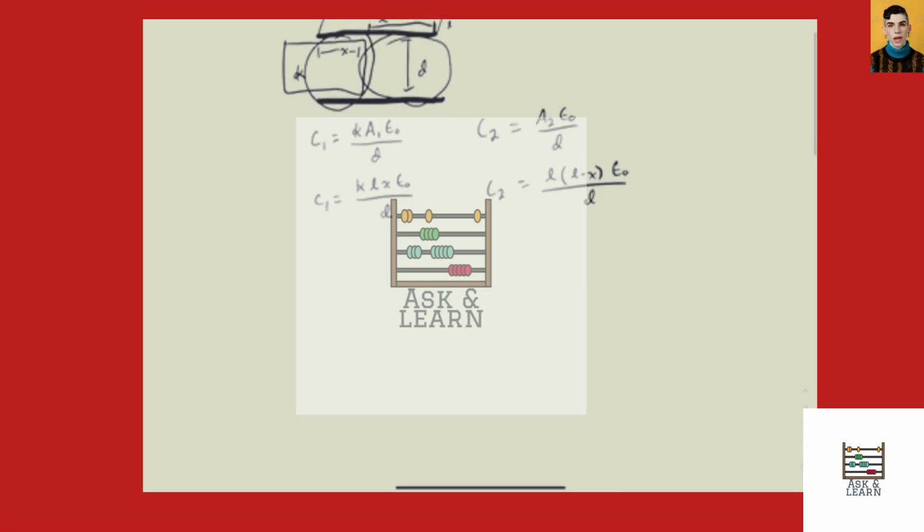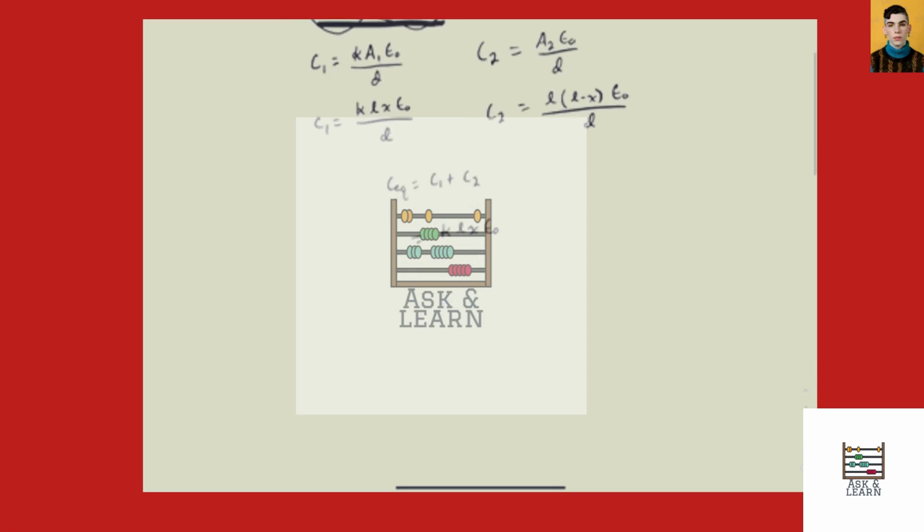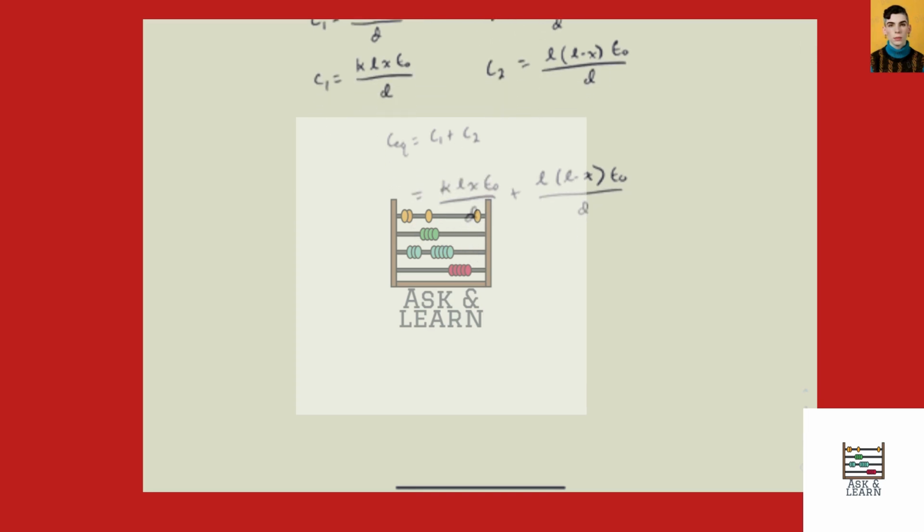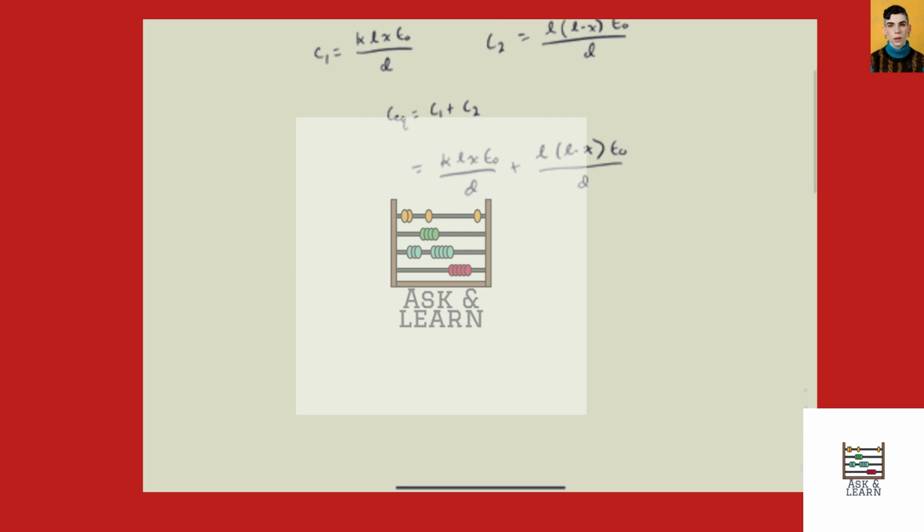And since they're in parallel, we can just add the two together. So the equivalent capacitance is going to be C1 plus C2, which is kappa L X epsilon naught over D plus L times L minus X times epsilon naught over D. So now we can factor out L, epsilon naught, and D. So we get epsilon naught L over D times kappa X plus L minus X.